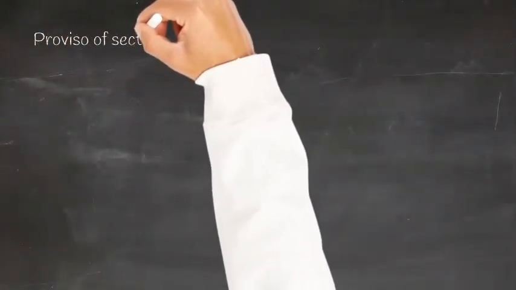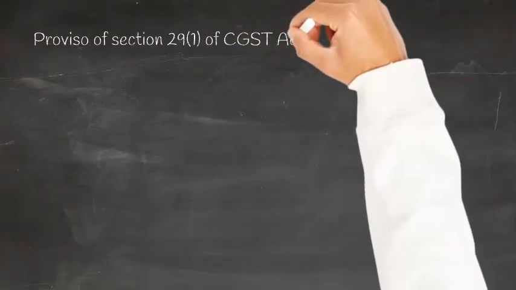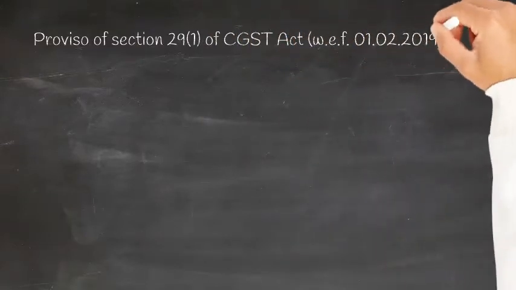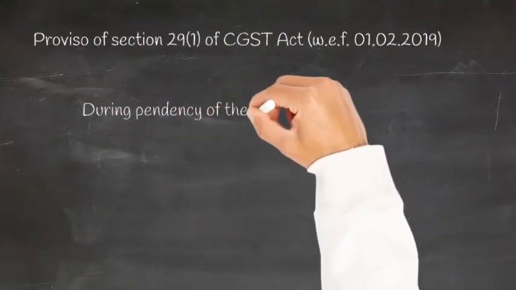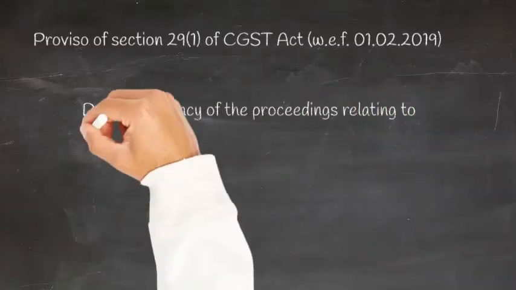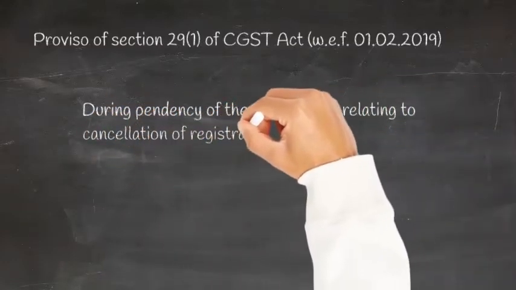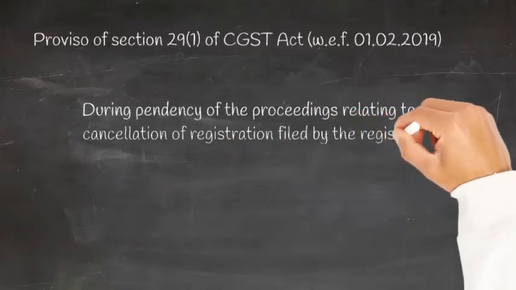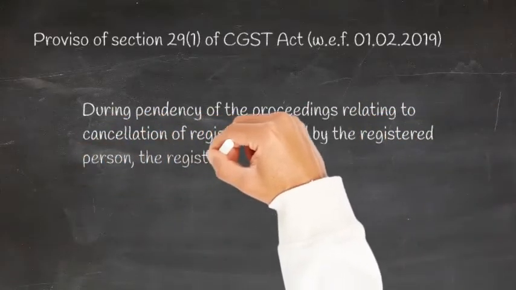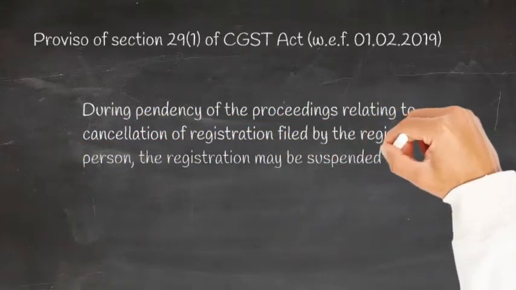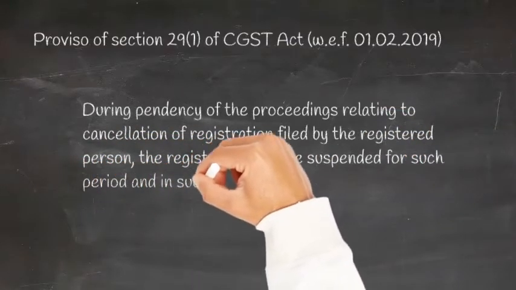Now let's understand the proviso of section 29 subsection 1 of the CGST Act with effect from 1st of February 2019. During the pendency of proceedings relating to cancellation of registration filed by the registered person, the registration may be suspended for such period and in such a manner as may be prescribed.